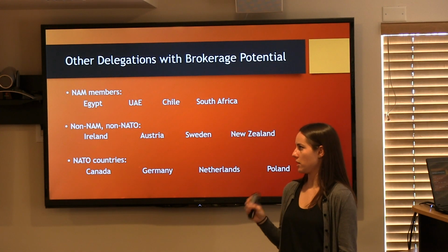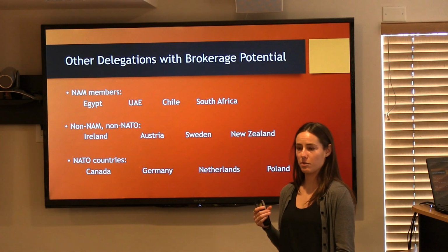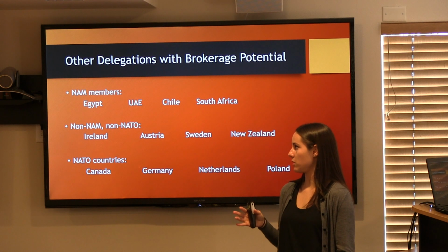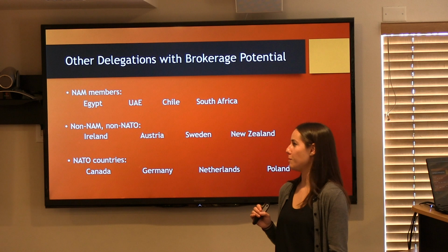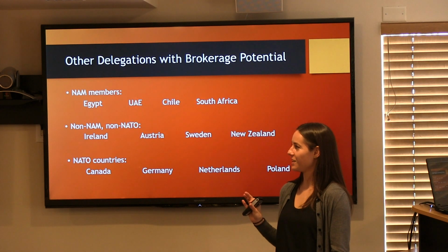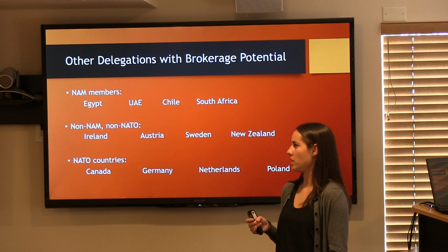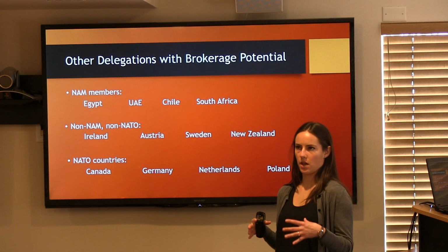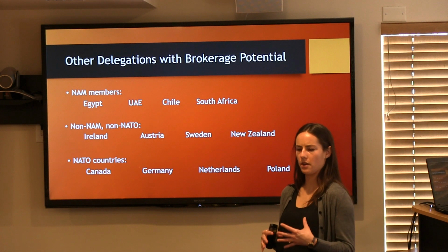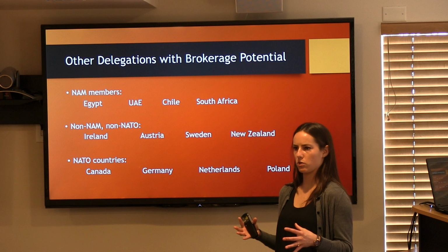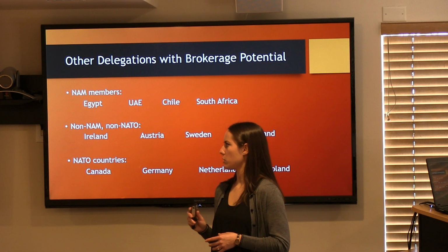Some key non-aligned movement members are Egypt, UAE, Chile, and South Africa. Some of these make intuitive sense, like South Africa having shown considerable leadership at non-proliferation treaty review conferences. Others might not make sense, like Egypt or even UAE, as we talked about a little bit. But again, I just want to emphasize that this maps potential through access and collaboration on papers. It's not a comprehensive spectrum of all the activities at these conferences. A few NATO members as well.